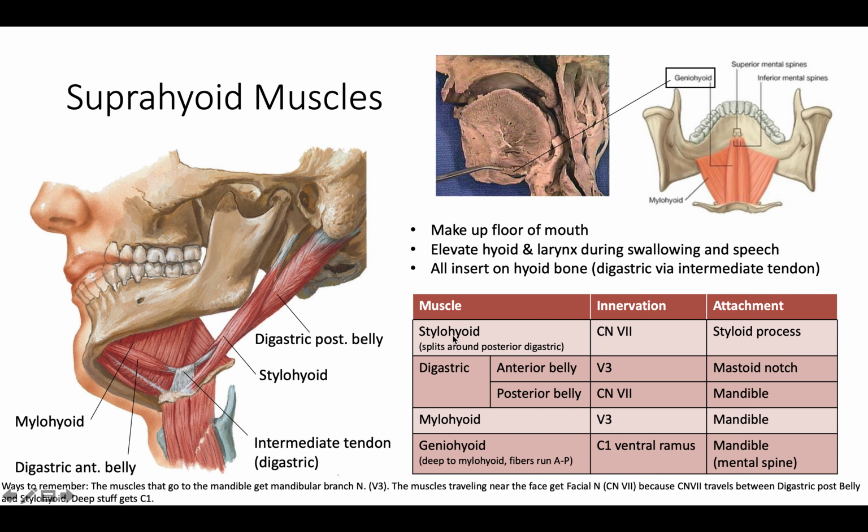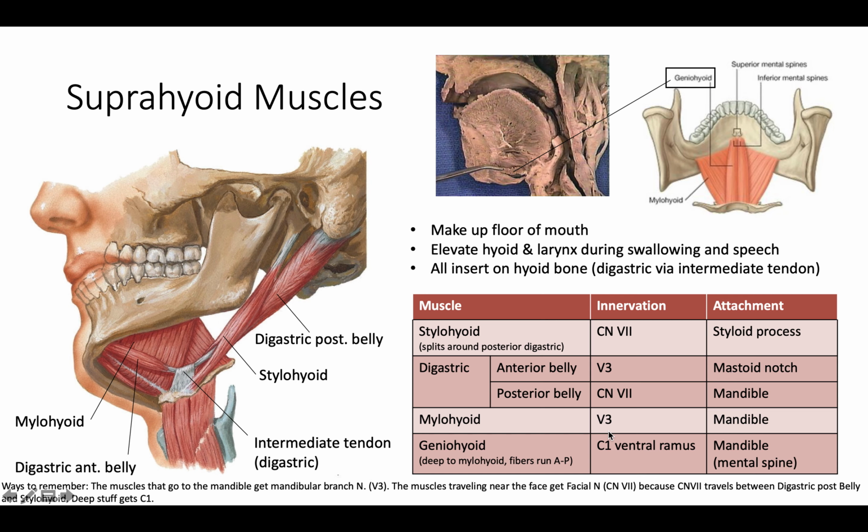So a lot of these have hyoid in their name: stylohyoid, mylohyoid, and geniohyoid. So you know they're attaching to the hyoid. And then the other part is usually what it's attaching to. So like stylohyoid, styloid process to the hyoid. So the way that I remember it is that muscles going directly to the mandible get the mandibular branch V3. So mylohyoid is the most superficial muscle under platysma, and it's innervated by V3, that mandibular branch.